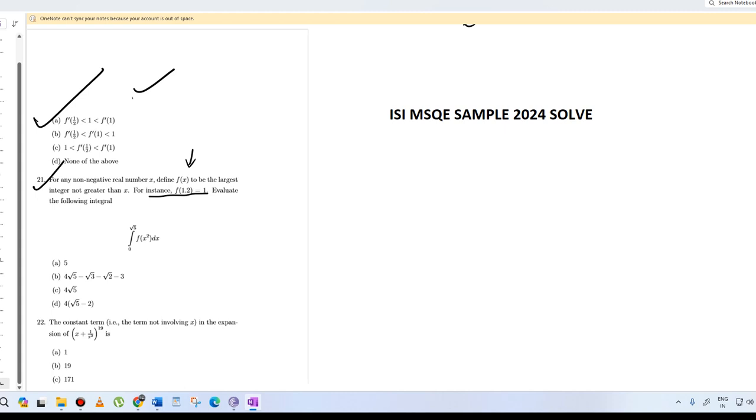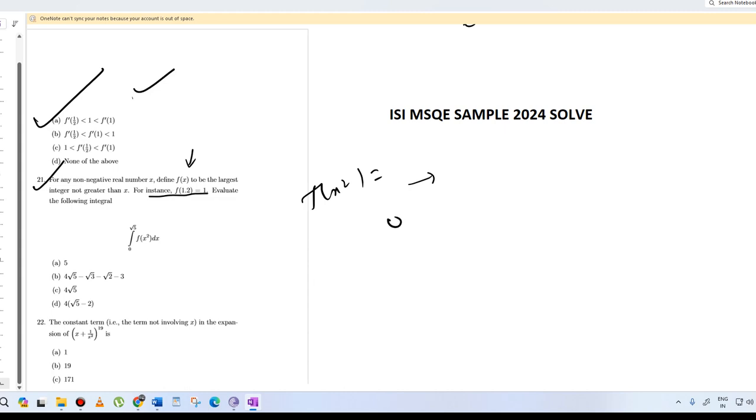To evaluate the integral, we first need to understand the function f(x). For any non-negative real value x, f(x) is defined as the largest integer not greater than x. Using the definition, we can find f of x square from values of x from 0 to root 5.